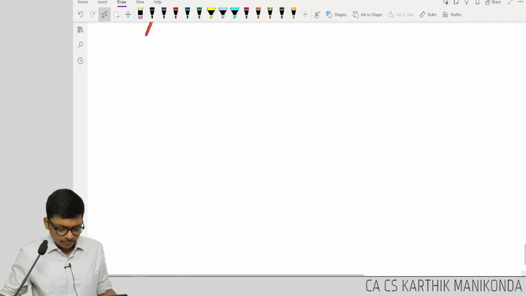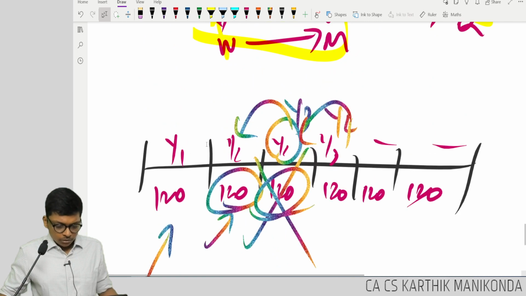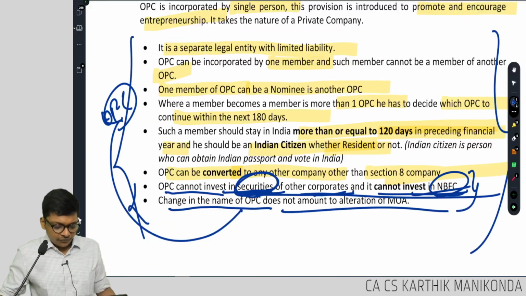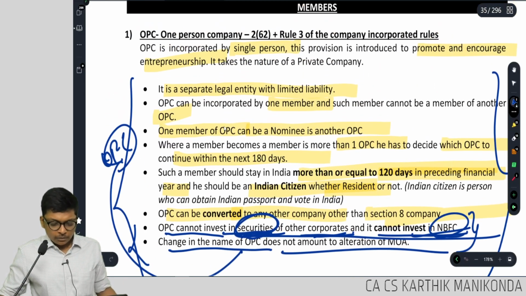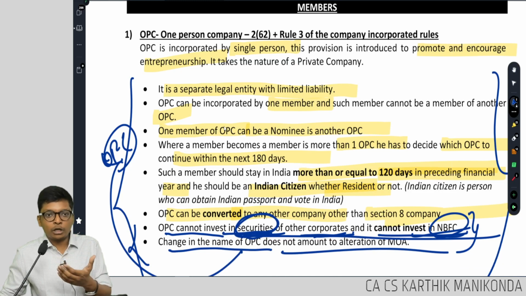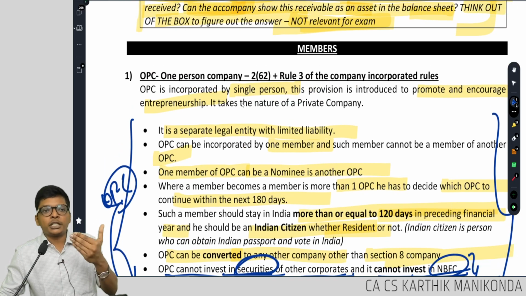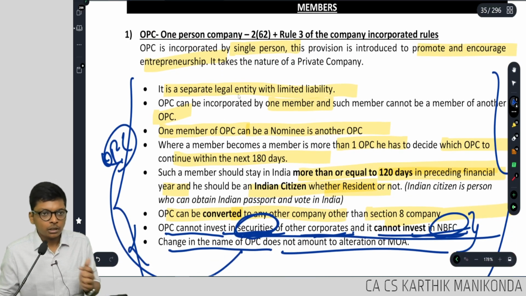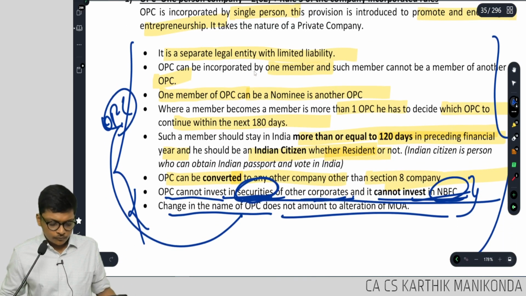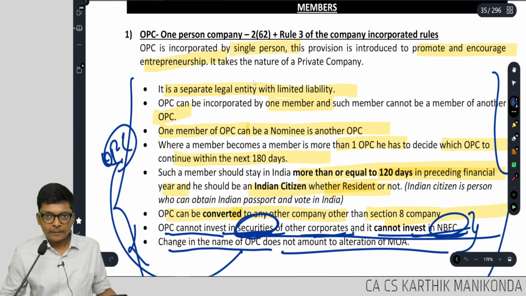Yes. Search the page number in the PDF, you will get it. I don't want to give the PDF page number because this is not the actual book that you get, so the page number will change. So you find it in that. Yes.